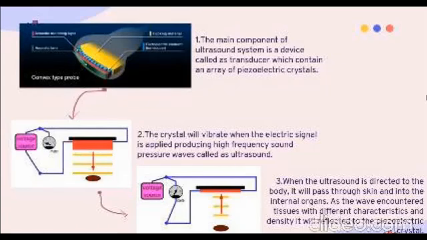When we apply a potential difference or electrical signal to this crystal, we produce a high frequency sound wave pressure. We call it ultrasound. The ultrasound is directed to the body. It will pass through the skin and into the internal organs. As the wave encounters tissue or obstacles with different characteristics and density, it is reflected back to the piezoelectric crystal as an echo. The reflected ultrasound, we call it an echo.